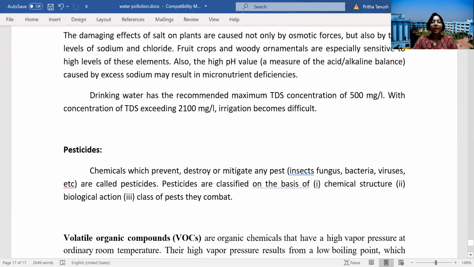Pesticides. The chemicals which prevent, destroy and mitigate any pest, insect, fungus, bacteria, or virus are called pesticides. We need to apply pesticides to protect our agricultural crops, fruits, etc. We need to apply all these things, but they have a toxic effect on us.